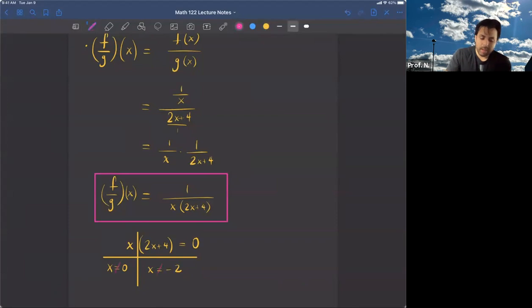So let me just draw on the number line so I can give you a better understanding of this. I don't have 0 and I don't have negative 2. So these don't work. But everything else does. So everything here is good, everything in here is good, and everything out here is good. So what would be my domain? My domain would be negative infinity to negative 2, union negative 2 to 0, union 0 to infinity. And this would be my domain.